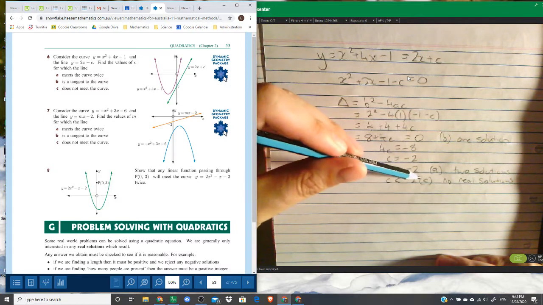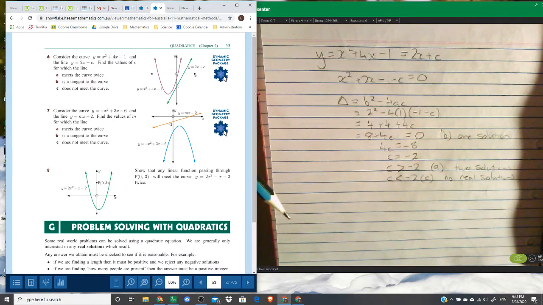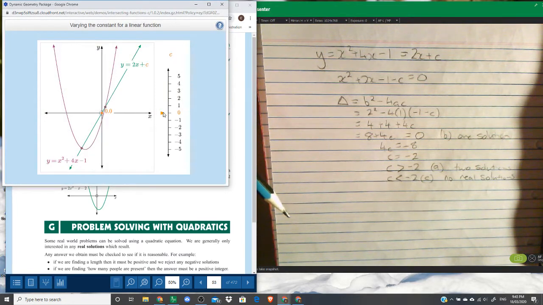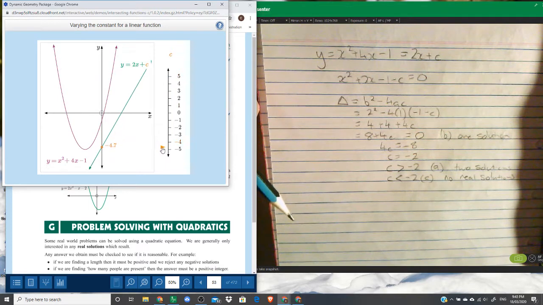And that's the case for C: it does not meet the curve. Let's see if that's accurate for what we see in the picture. We put the slider at 2. When the y-intercept is 2 for the line, yes, there's only one solution. If it's more negative than that, it does not meet it at all. If it is larger in c value, as soon as you go above that, you get 2 solutions, and then there's 2 solutions for all values, and so on and so forth.